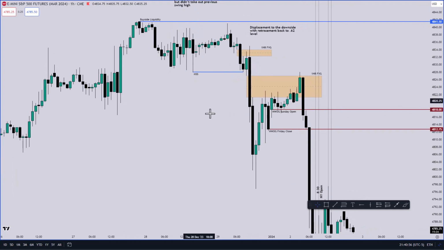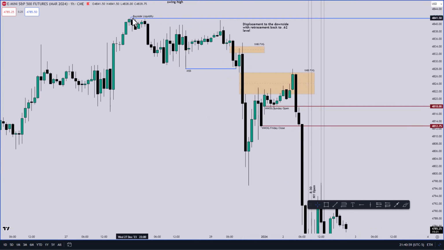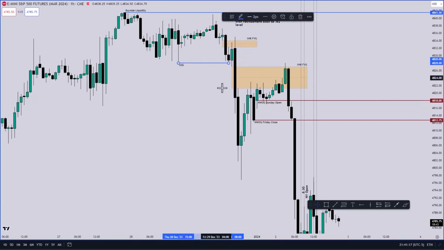Instead, the 2022 mentorship model kind of comes into play. So buy side liquidity here, we create a low, we consolidate a little bit, we create that swing high, but it really didn't take out buy side liquidity, sorry. But then there's a market structure shift to the downside. This was Friday, so Friday at 4 in the morning it started going lower. There is a fair value gap in between, something real small, nothing crazy.